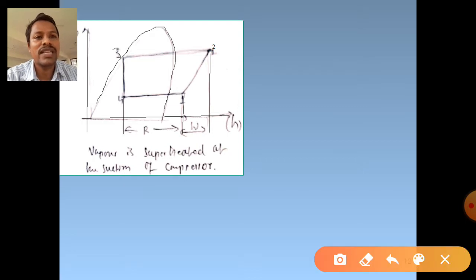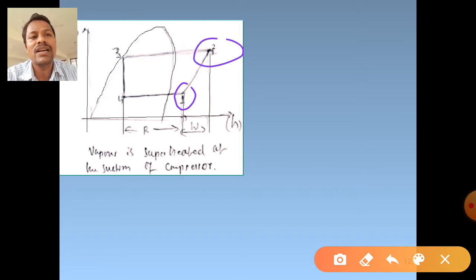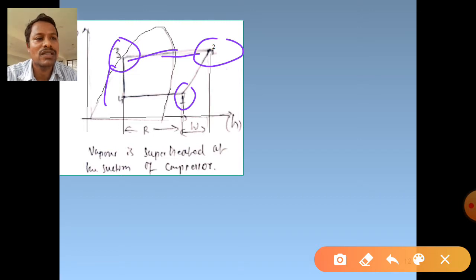Then we have one more case, that is the vapor is superheated at the inlet of the compressor. This case we have also discussed in our previous videos. So here the inlet, that is state 1 itself, is in the superheated vapor region, and state 2 must be in the superheated region only. After condensation, state 3 is saturated liquid, and 3 to 4 is an isenthalpic process.